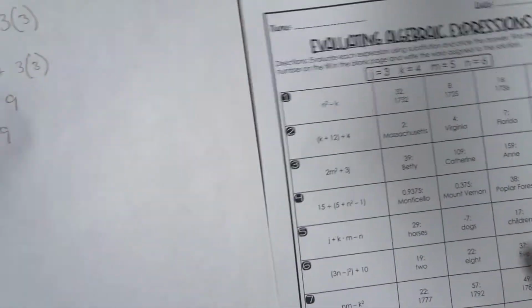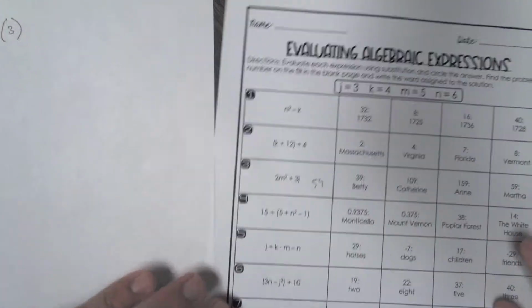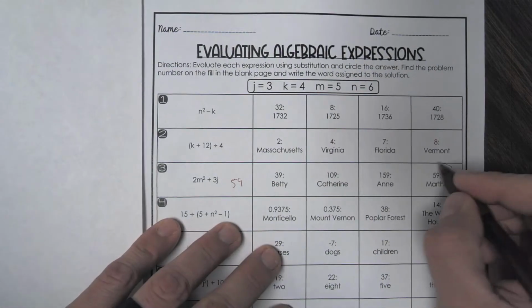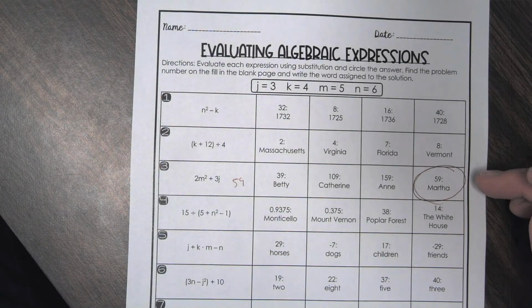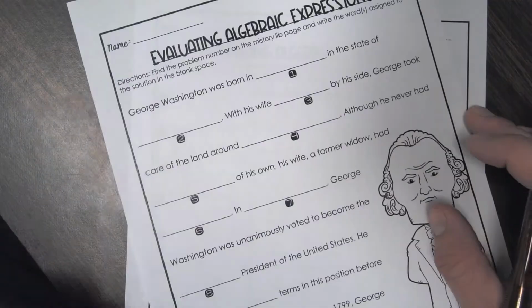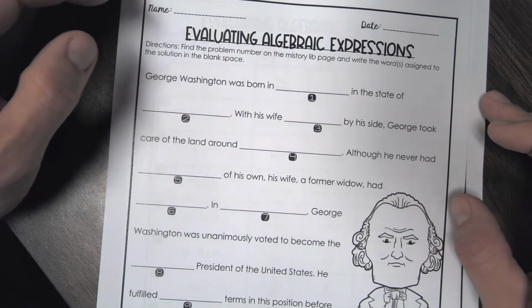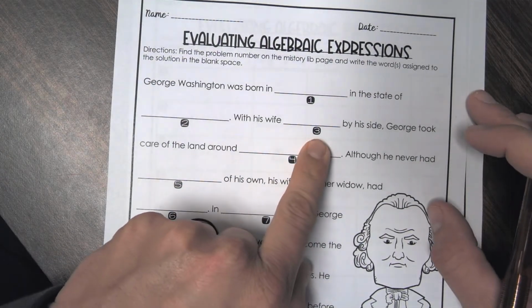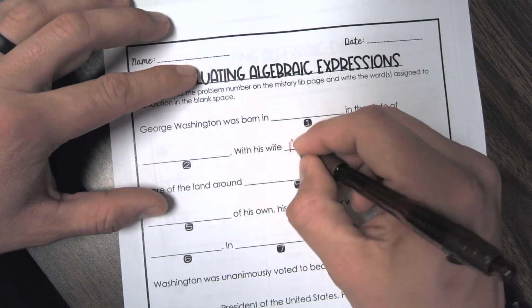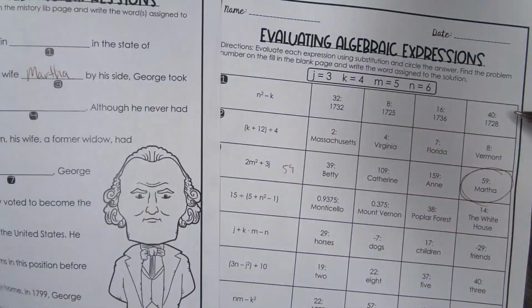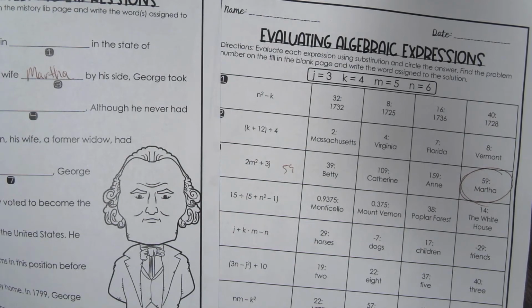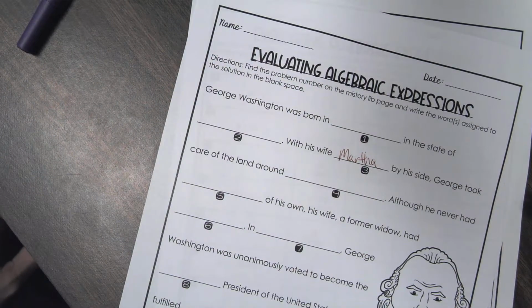So now that I have my answer, and I know that number 3 is 59, I look on the answers, and this is the one I circle, because 59. So that word is Martha. On the fill in the blank page, I go to number 3 and I put the word Martha. Once you figure out all the other ones, you can fill in the blanks on this one. So you just go down to 1, 2, and the rest of them. Once you've got your answer and you got the word, you fill in the blank.